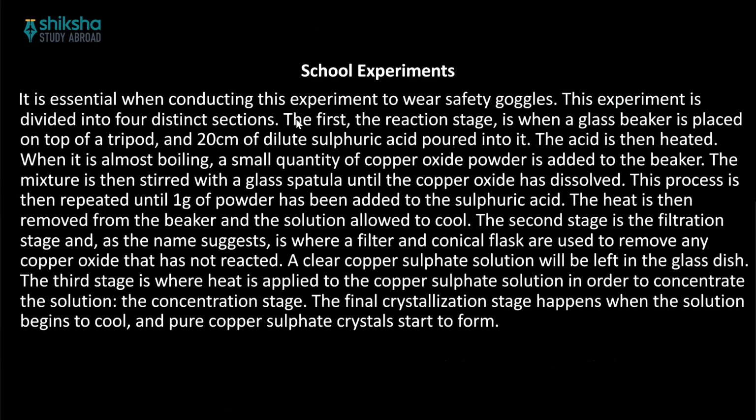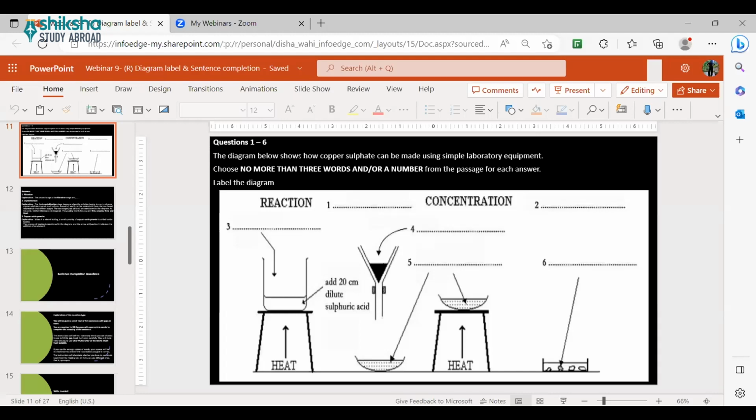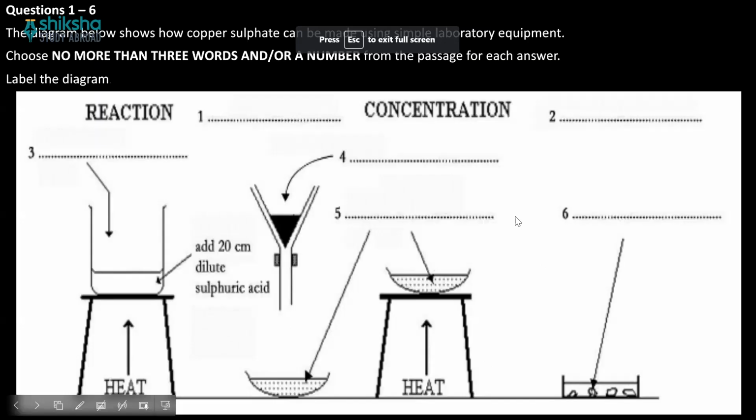So something like this as a paragraph would be given to you. For example, here I have taken school experiments. There is one big paragraph out of which you have to choose the information. So in relation to school experiments, a question like this will be given to you. So question 126, you can see here. The diagram below shows how copper sulfate can be made using simple laboratory equipment. And something like this is given to you, the diagram.